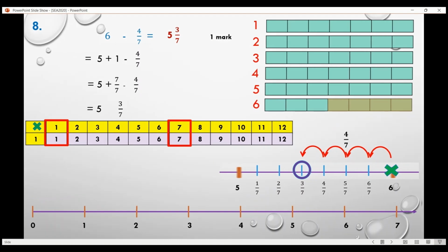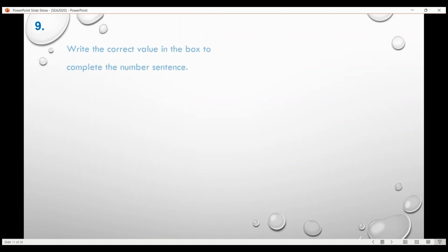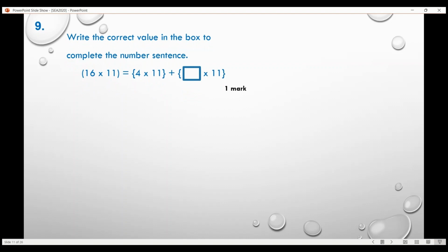Okay, let's move on to the next question. Number 9, which says, write the correct value in the box to complete the number sentence. So if you look at the number sentence, it's saying 16 times 11, or 16 sets of 11, or 16 groups, is equal to 4 groups of 11, and how many groups of 11?